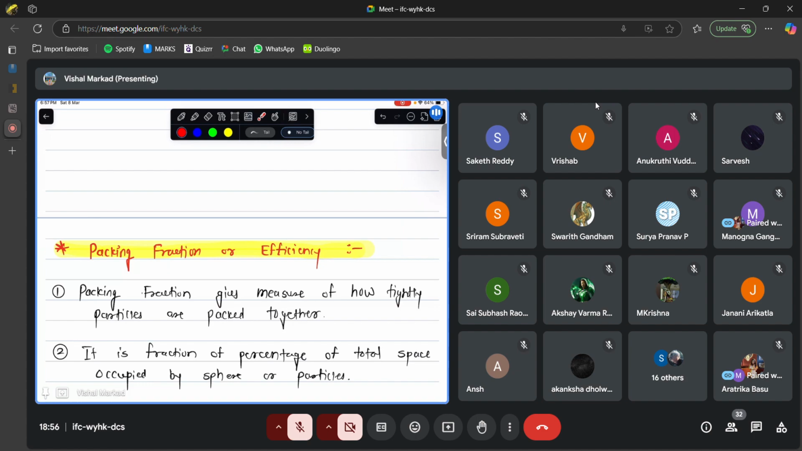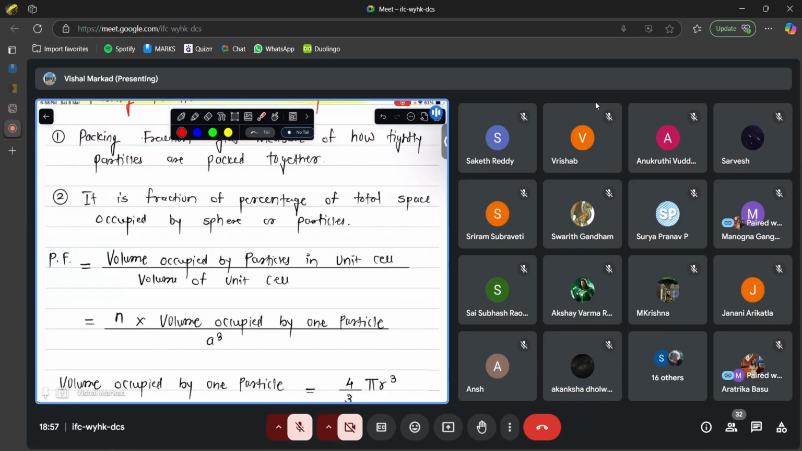So what is meant by packing fraction or efficiency? There will be a unit cell and in that there will be atoms. The unit cell will have some volume. Will the entire volume be occupied by atoms? No, sir. How much volume the atoms are occupying is called packing fraction or efficiency. Is the basic thing clear? Do you understand packing fraction or efficiency? Yes, sir.